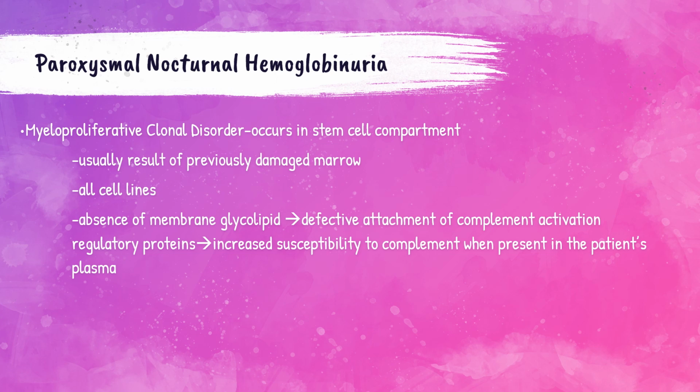Now, the last disorder we're going to be discussing in this lecture is paroxysmal nocturnal hemoglobinuria, also called PNH. PNH is an acquired stem cell disorder that causes an intrinsic issue within the red blood cells, causing hemolysis. The red cell membrane lacks glycolipid, which makes the cell more susceptible to complement activation. PNH patients experience sudden recurring episodes of hemolysis, which can be triggered by stress or infections.